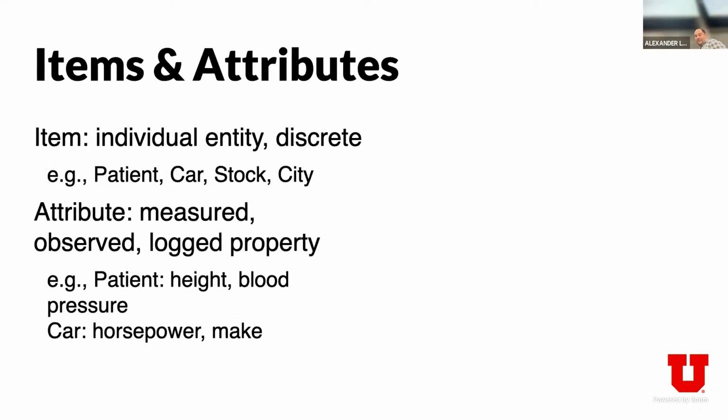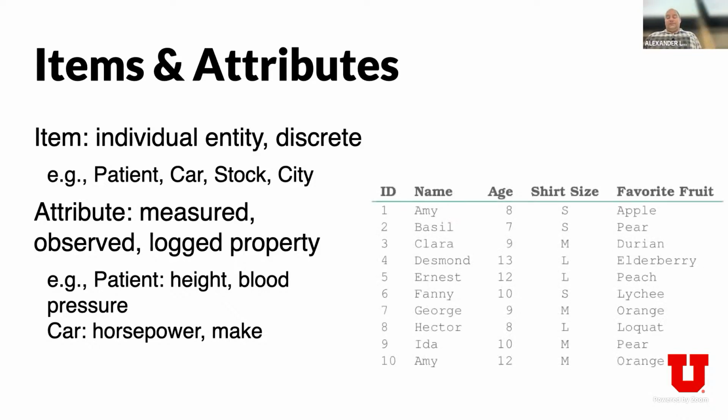So what are items and attributes? An item is an individual entity, usually discrete. So for example, a patient, a car, a stock, a city. And attributes are measured attributes about these items. They're observed, and they're some logged properties. So for a patient, it would be their height or their blood pressure at a certain time point. Or for a car, it would be the horsepower or the make. So these are the attributes about the items.